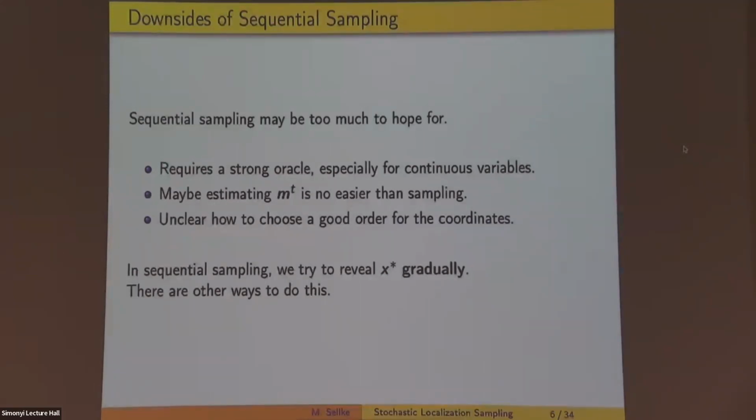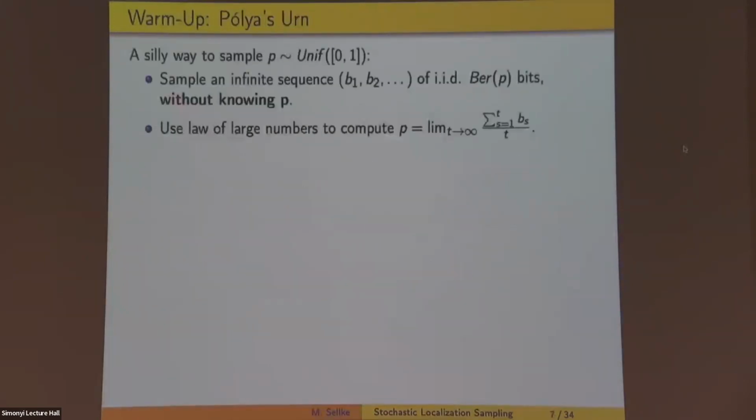And there are other ways to try to sample in this different flavor. Let me show you a second stylized example, which is a simple way to sample a uniform random variable between 0 and 1. It's going to use something called Plato's urn, which is a very nice little story. So what's the idea? P is a uniform variable between 0 and 1. What I'm going to do is sample an infinite sequence of IID bits, zeros or ones, which each have probability P to be 1. And I'm going to do this without knowing what P is.